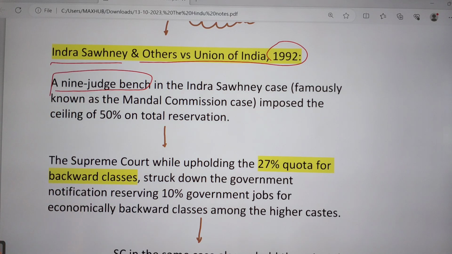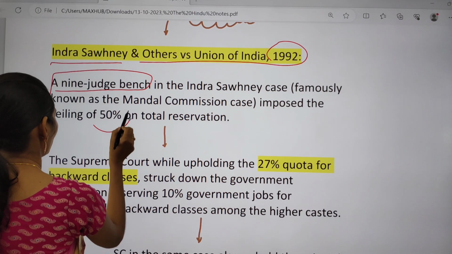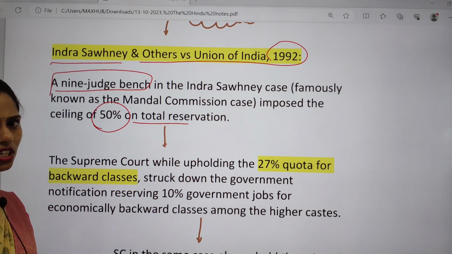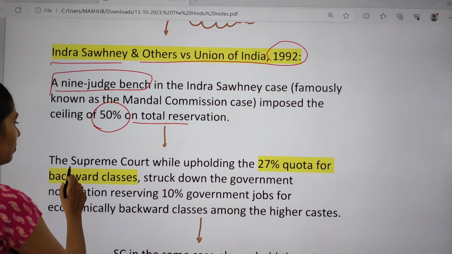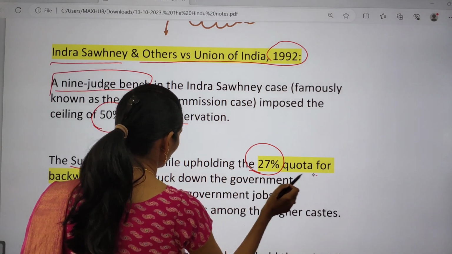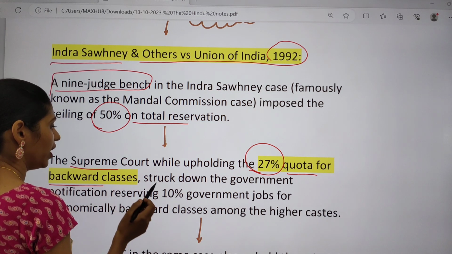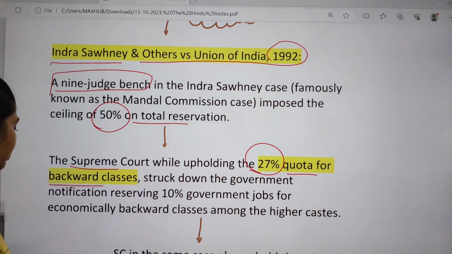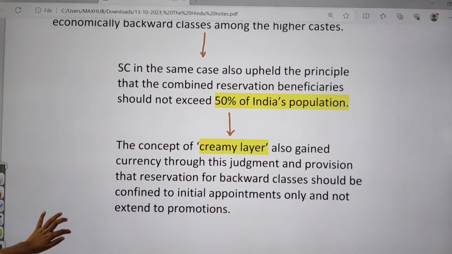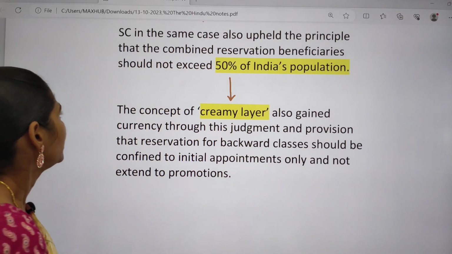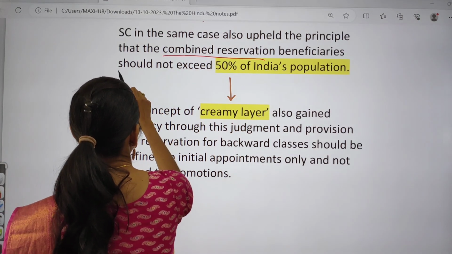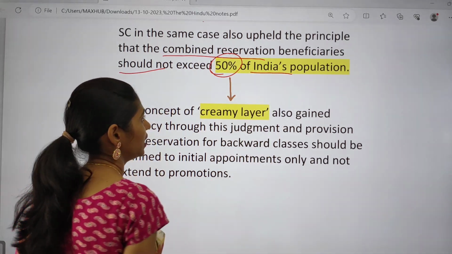This 9-judge bench mainly dealt with the Mandal Commission report, which says that OBCs require 27% reservation, and finally they came up with the ceiling of 50% of total reservation in education as well as in jobs. The Supreme Court, while upholding the 27% quota for backward classes, also said that the government should not provide more than 50% reservation. In the same case, it also upheld the principle that the combined reservation beneficiaries should not exceed 50% of India's population.